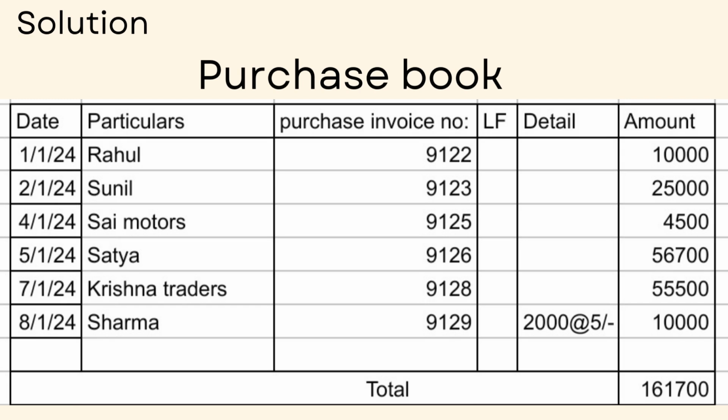How can you understand this calculation part? You need to analyze it like this. For example, there is a person who purchased all these products from certain people like Rahul, Sunil, Sai Motors, Satya, Krishna Traders, Sharma, and he needs to pay back those amounts individually, and the sum of the total amounts to 1,61,700. I hope I'm clear, and I hope you all understood it. Please make notes in your book.